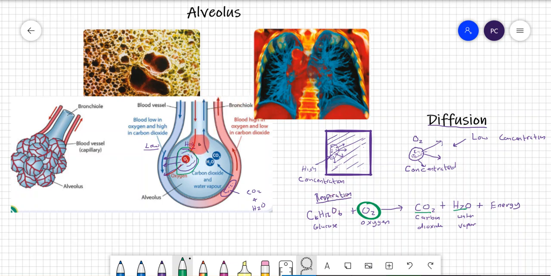So when we're talking about gas exchange or the alveolus, this is what we're talking about, these tiny little air sacs that are in here. And this is the interface between the lungs and the circulatory system.